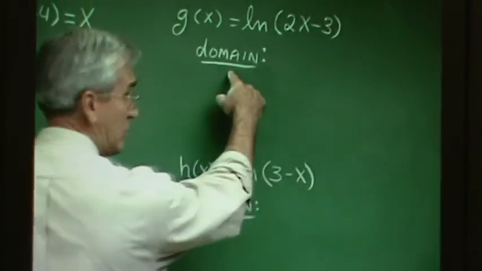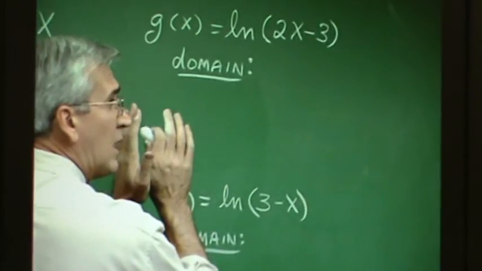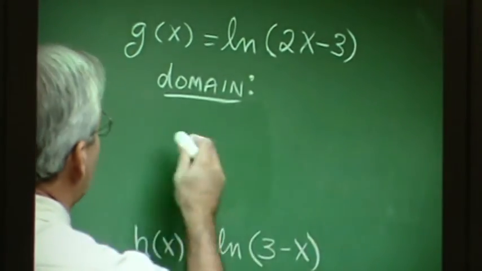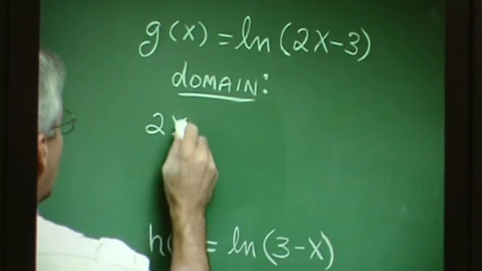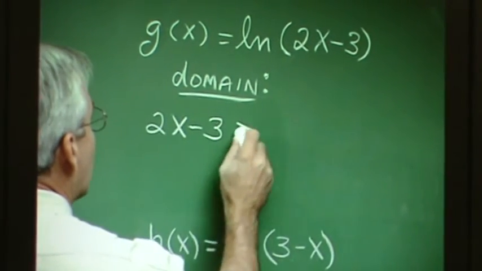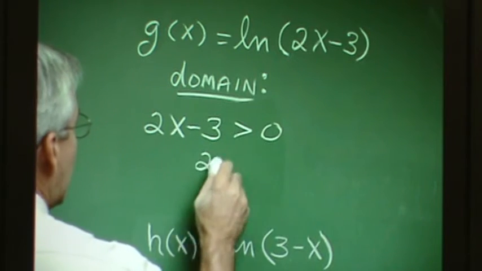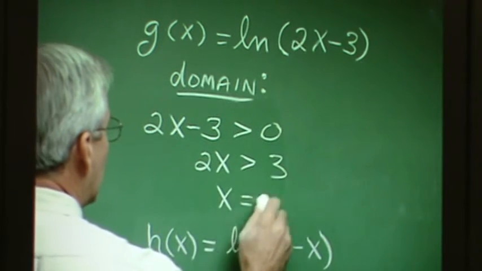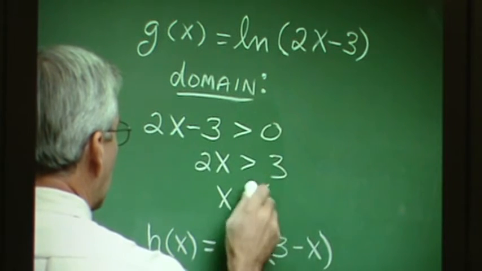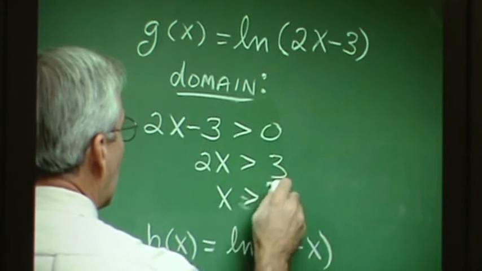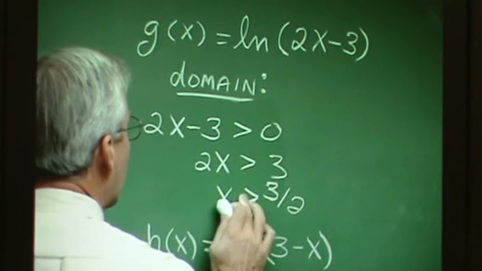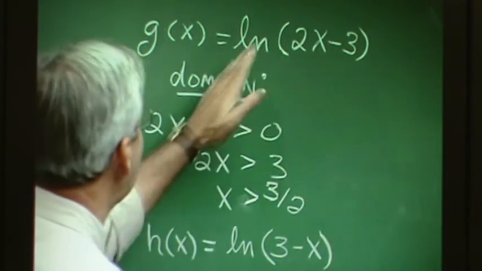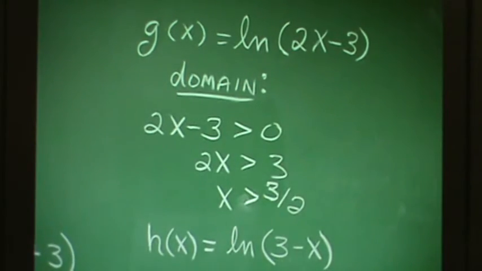The domain is found by kind of saying to yourself, well, we can only take the logarithm of positive values, so we'd like to know the value of x that will cause 2x minus 3 to be greater than 0. So we add 3 on both sides, divide by 2, whoops, not equal, greater than. So x is greater than 3 over 2. X is greater than 1.5 then as the domain of that function. Now what about this one?